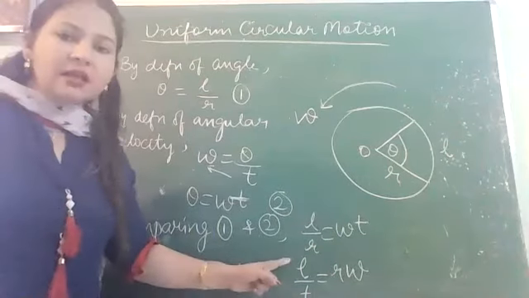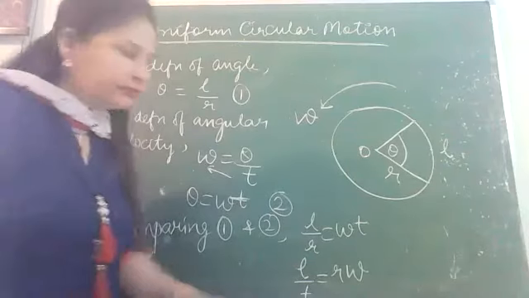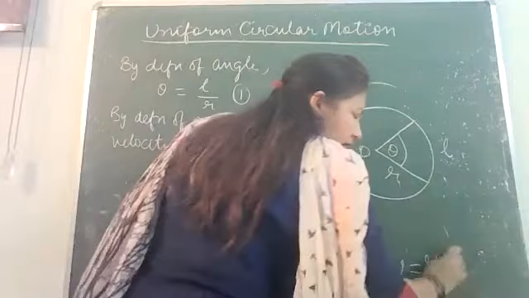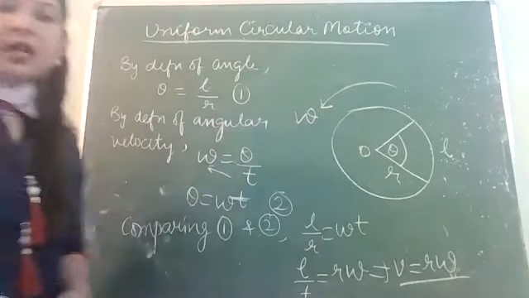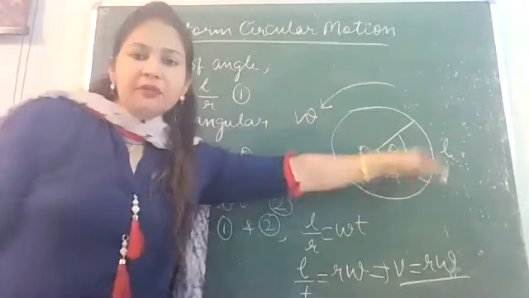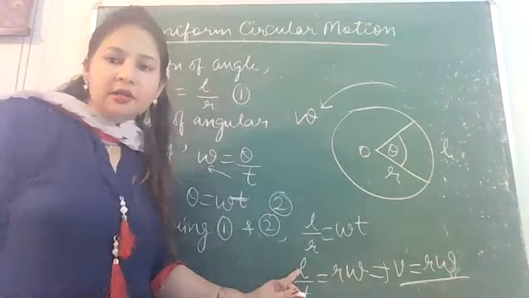Now what is length over time? Length of arc means displacement over time. That is velocity. So we get the proof. Our formula is proved. What is L? Displacement. It is the difference between two positions. So this is displacement here.